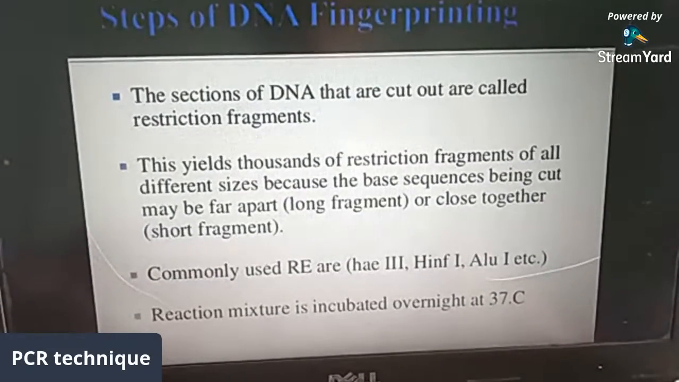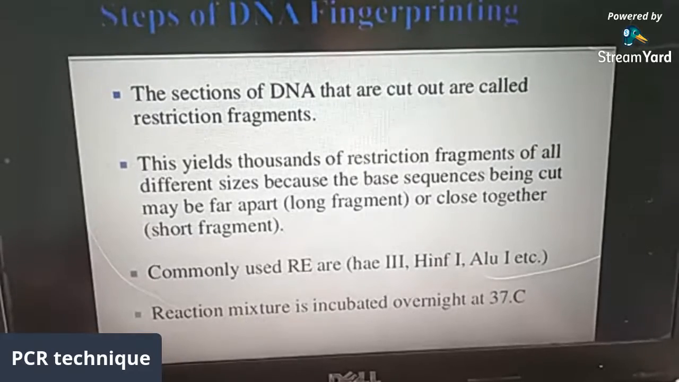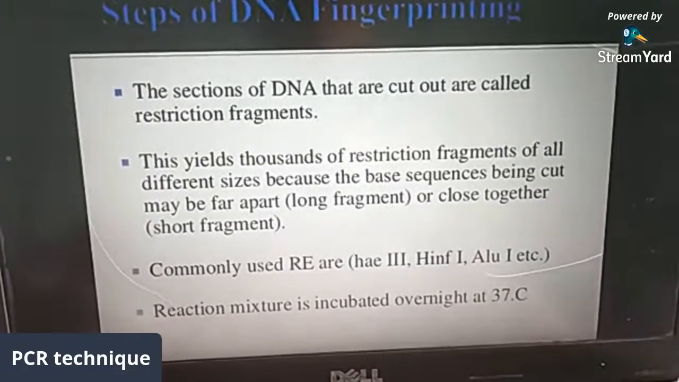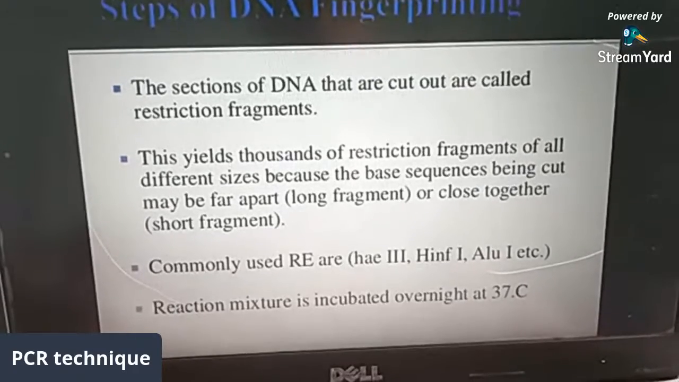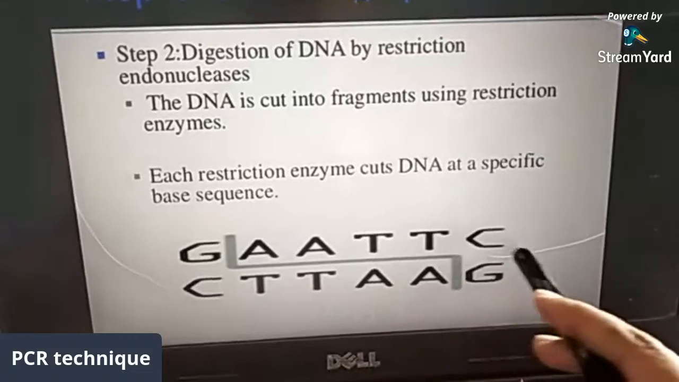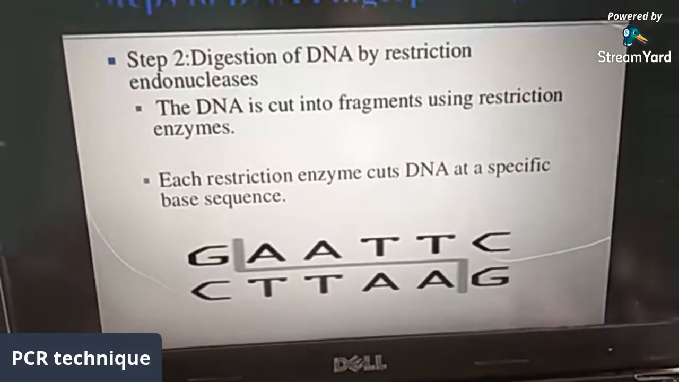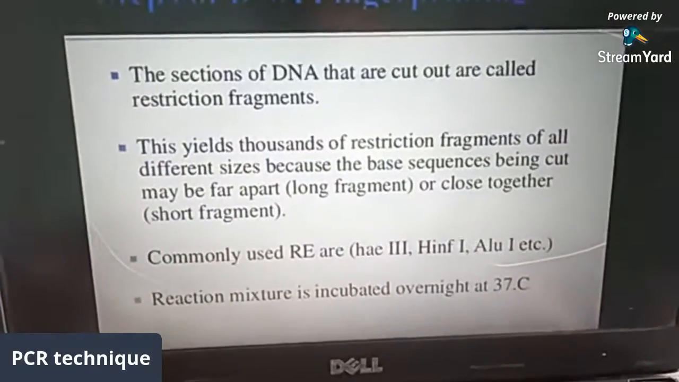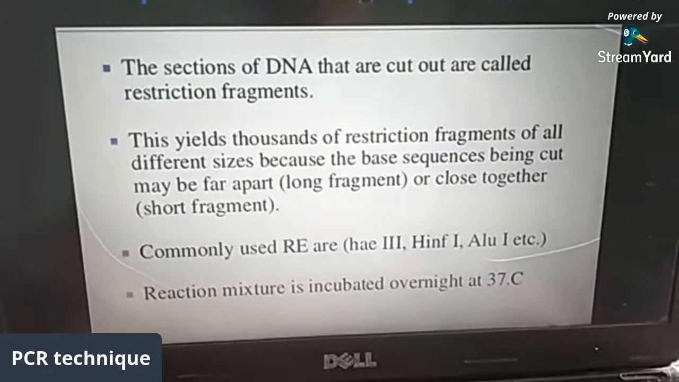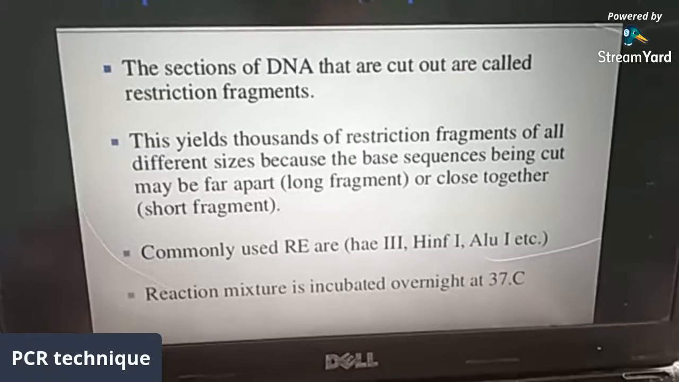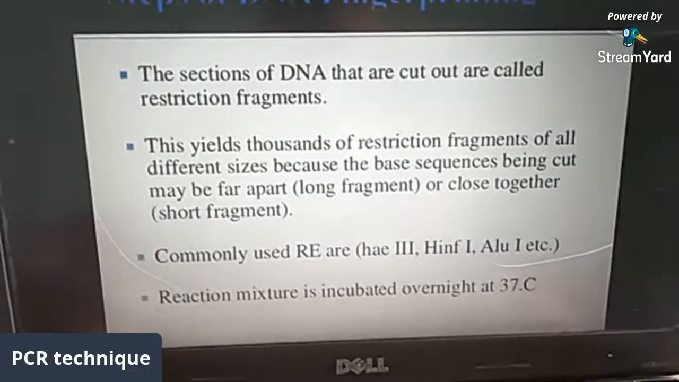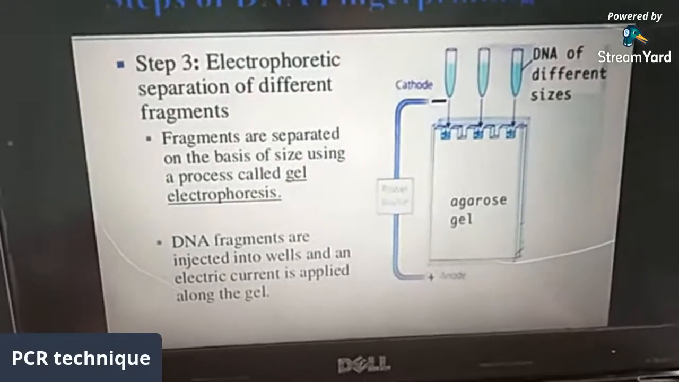This yields thousands of restriction fragments of all different sizes, because the base sequences being cut may be far apart or close together. It will be either a long fragment or a short fragment. Okay. Commonly used restriction enzymes are Haemophilus 3, LE1, etc. The restriction mixture is incubated overnight at 37 degrees centigrade.